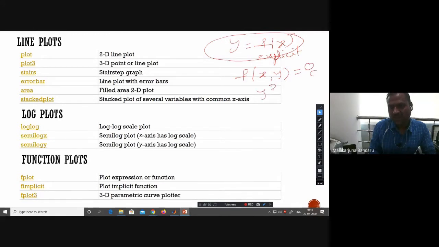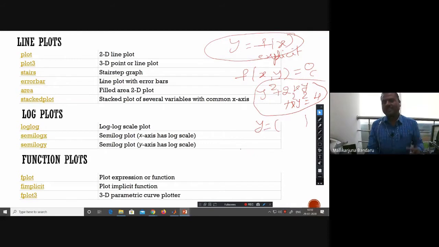It is just like x square y square plus 2xy plus y square is equal to 4. It is a little difficult to write y in terms of an expression. So that's why this type of function you can call implicit. So those we will see how it is.